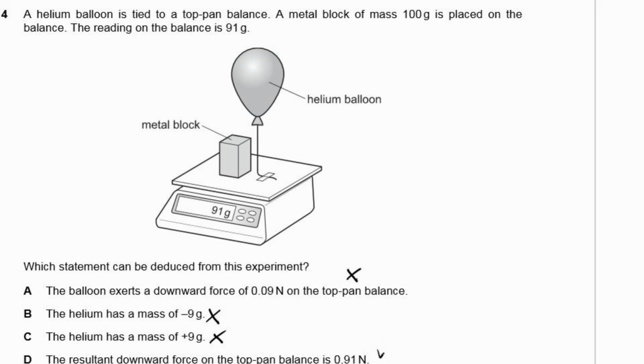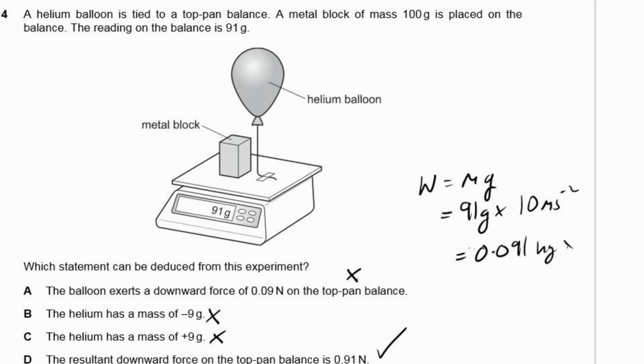Yeah. Because the force, of course, is from the weight, which is mass times gravity, which in this case is just 91 grams multiplied by 10 meters per second squared, which is 0.091 kilograms times 10 meters per second squared, which is 0.91 newtons. There we are.